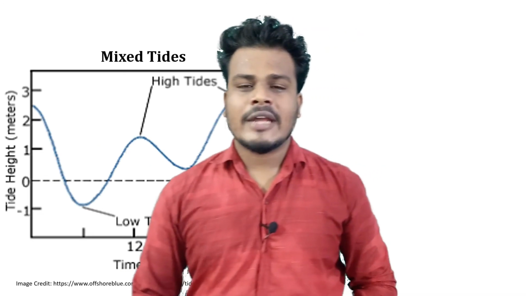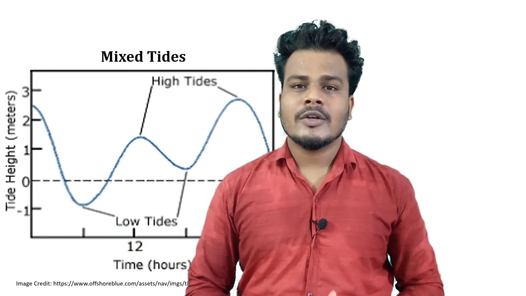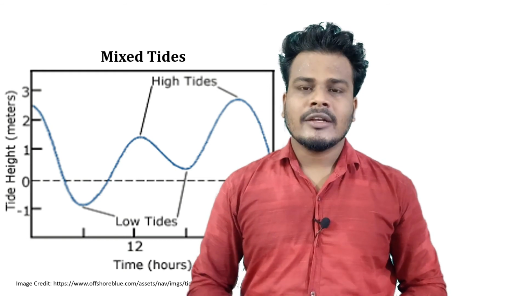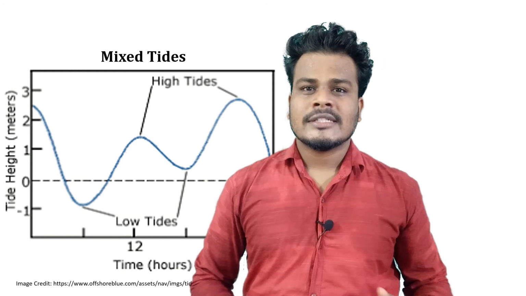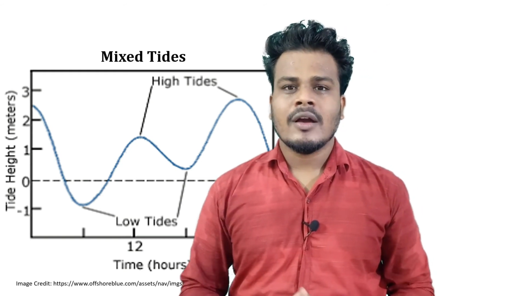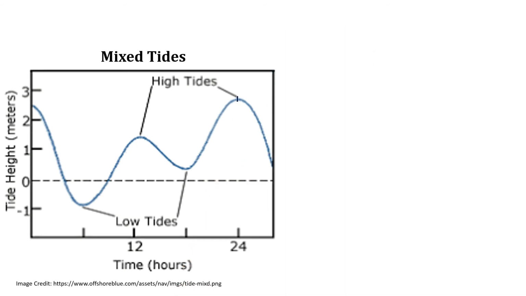The third type of tide is mixed tide. In this type of tide, there are 2 unequal high tides and 2 low tides. This is a mixture of semi-diurnal and diurnal oscillation. One high tide is at 3 meters, the second high tide is at 2 meters. Similarly, one low tide is at -1 meter and the second one is at around 0.5 meters. This refers to mixed tides.